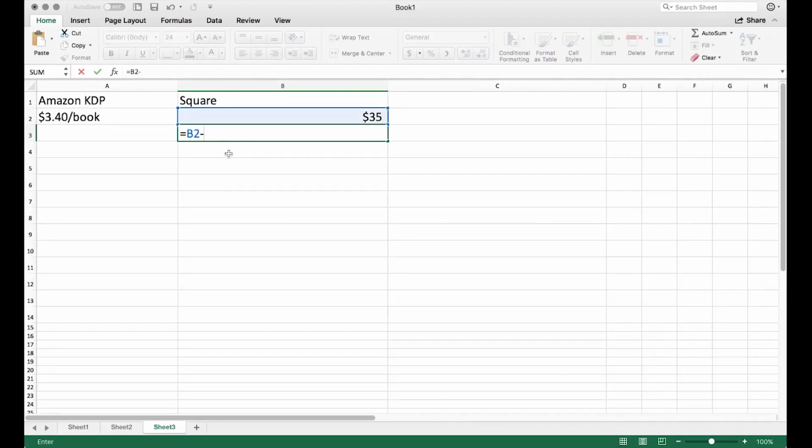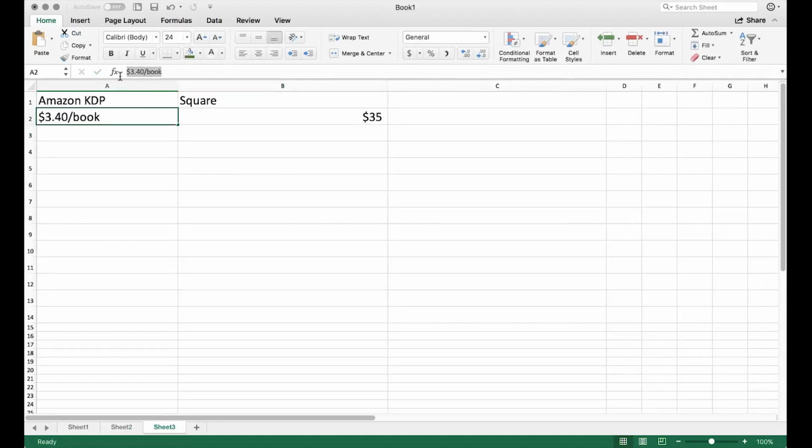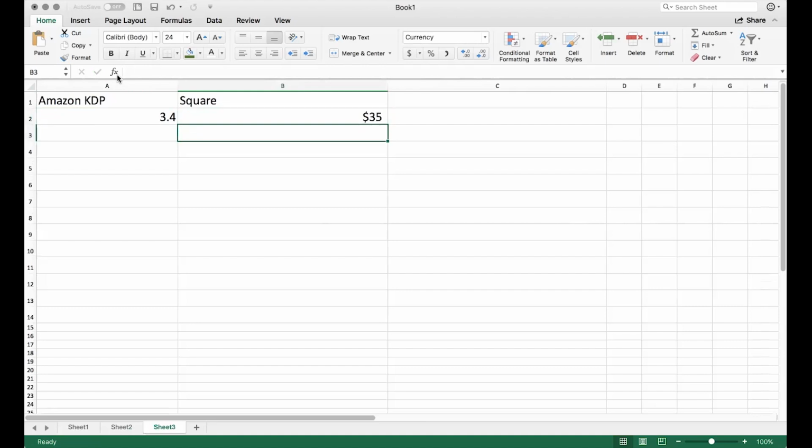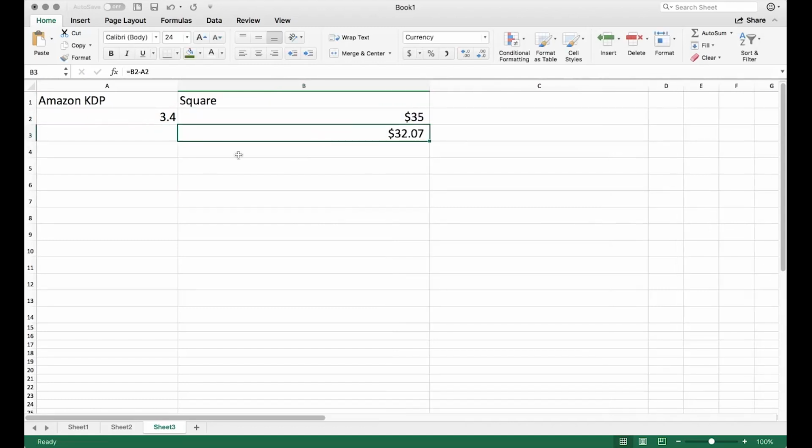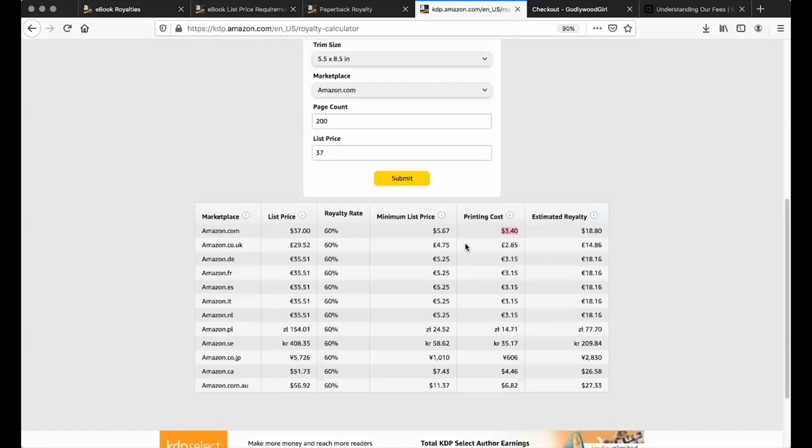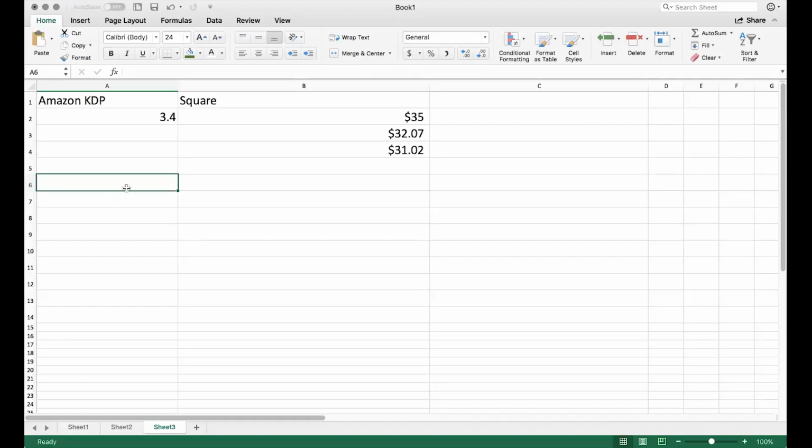minus the $3.40. Hang on, let me fix this formula so I can actually do this calculation. There we go. So we have to do this amount, what I'm charging, minus this amount. So I'm keeping $32.07. And remember, I'm also charging for shipping, $3.95, but I think Amazon actually charges $5. So I'm eating $1.05. So I will actually do this minus $1.05. So I'm really keeping $31.02 when I sell my printed book through my own website. Remember, on Amazon, I was keeping $18.80. So let's see the difference.